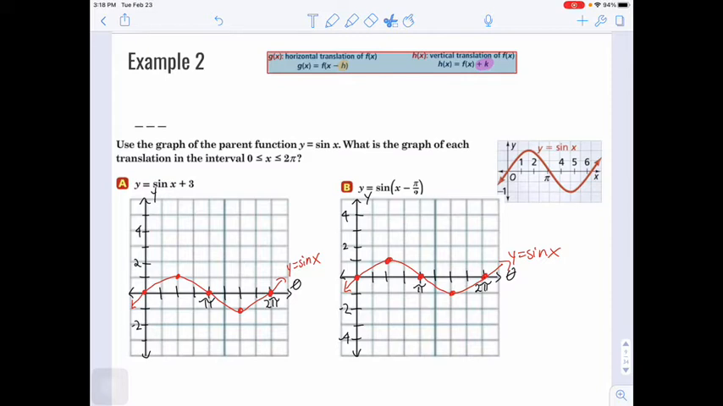So I've gone ahead and drawn y equals sine of x between 0 and 2 pi for both parts A and B. Part A says to graph y equals sine of x plus 3, and part B says to graph y equals sine of x minus pi over 2.